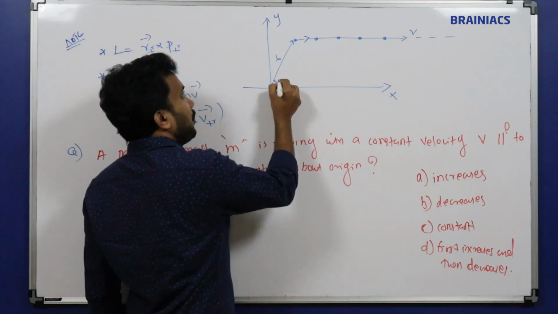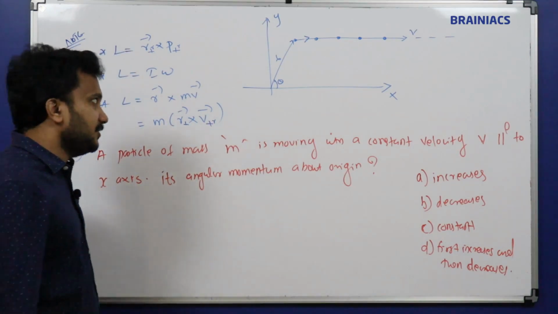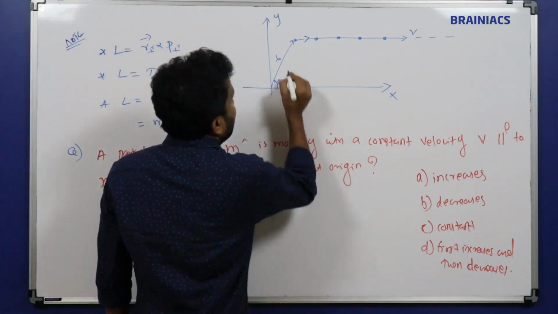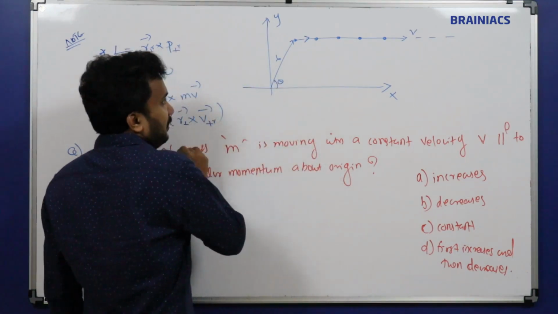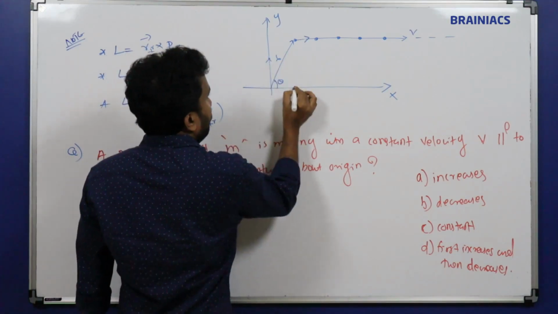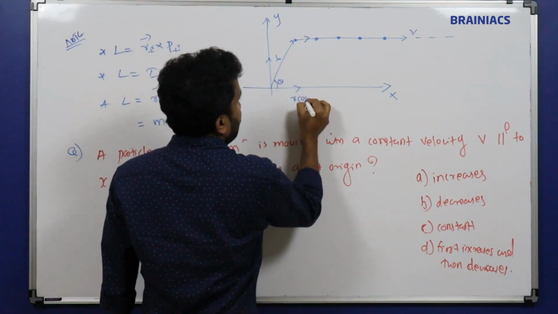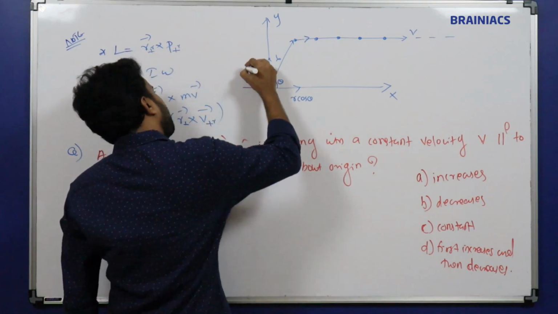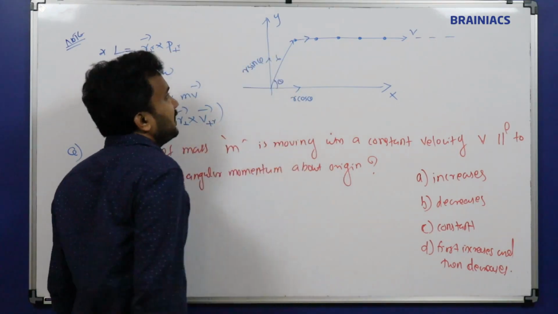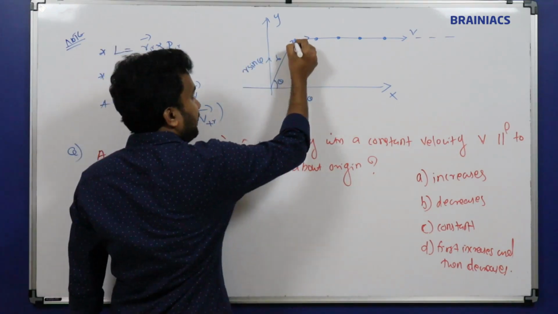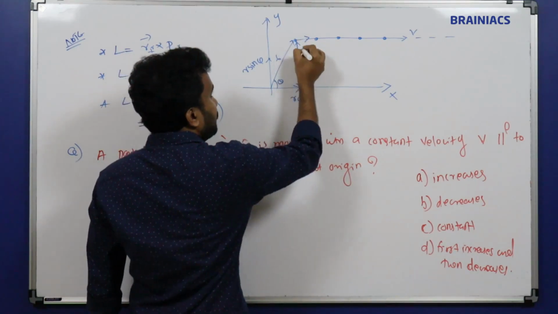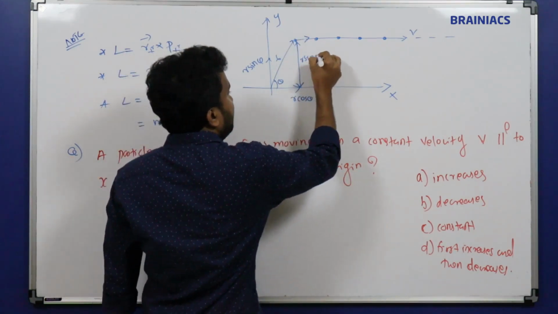Suppose this angle is theta. It's not given in the question, we are just taking it as theta. Then we have a horizontal component and a vertical component. The horizontal component is r cos theta. The vertical component is r sin theta. So I can say the height at this point is r sin theta.